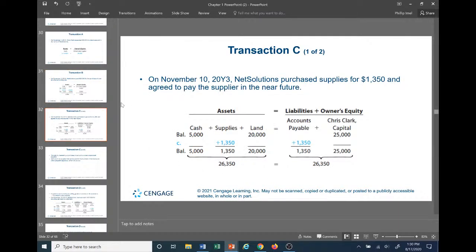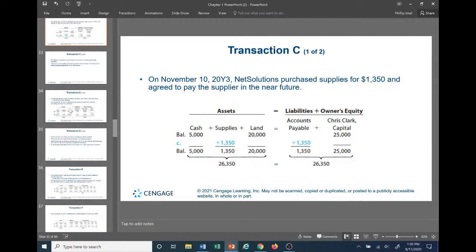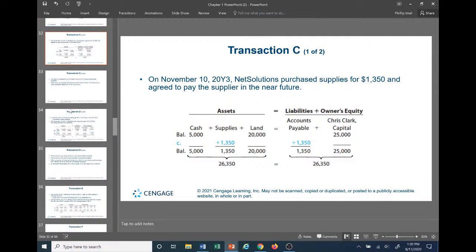Let's throw another transaction in here. Now we're going to throw in the element of liabilities into the accounting equation. So now we have the full-blown equation in use: assets equals liabilities plus owner's equity. So transaction C says on November 10th, 2003, Net Solutions purchased supplies for $1,350 and then agreed to pay the supplier in the near future.